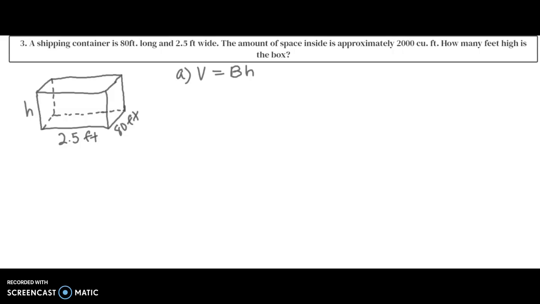I've drawn a diagram to the left, which is not drawn to scale, and it identifies the dimensions that are stated in the word problem. So now what I've written to the right of it says V equals capital B times H. V represents the volume.